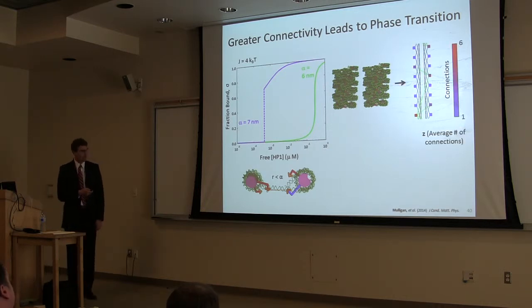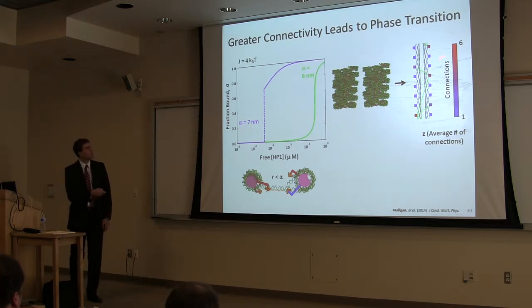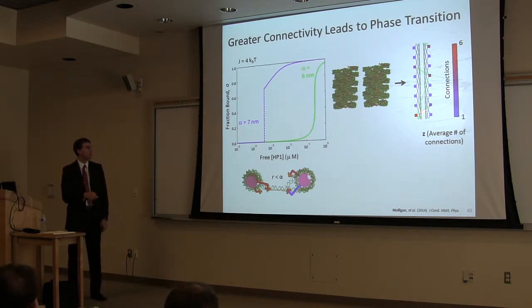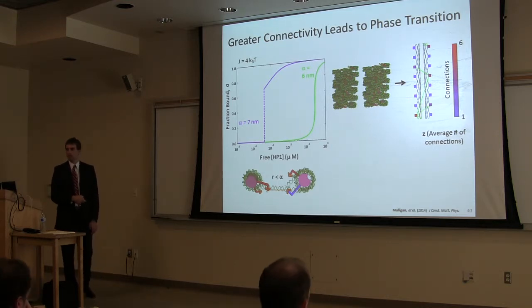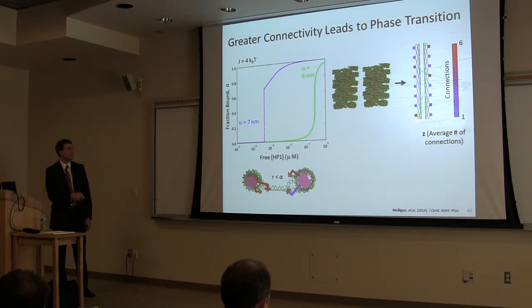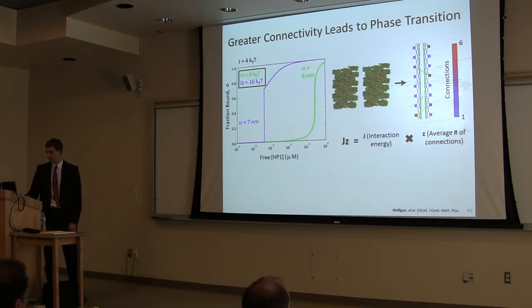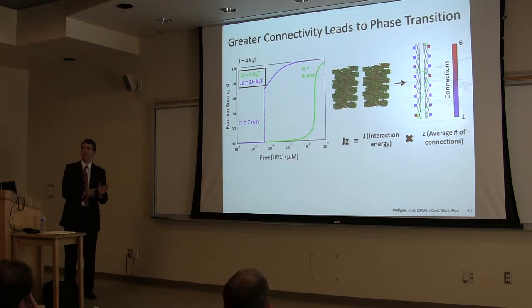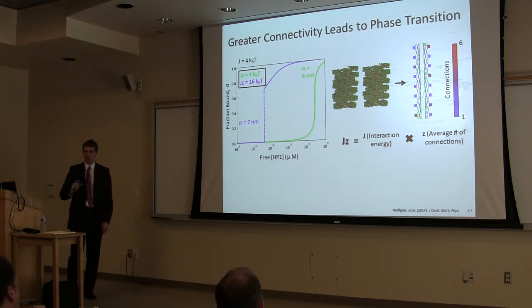So if we look at this two-fiber diagram here, where the squares correspond to different binding sites, you can see the lines correspond to different connections within this fiber. Some sites have more connections than other sites, but we can define an average number of connections, Z. And so alpha is just changing Z, the average number of connections within this fiber. Now at each site, there'll be some number of connections times an interaction energy per connection, J.